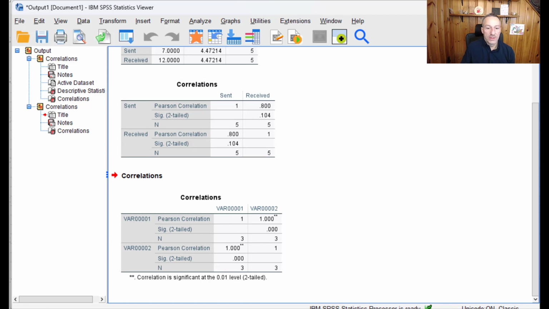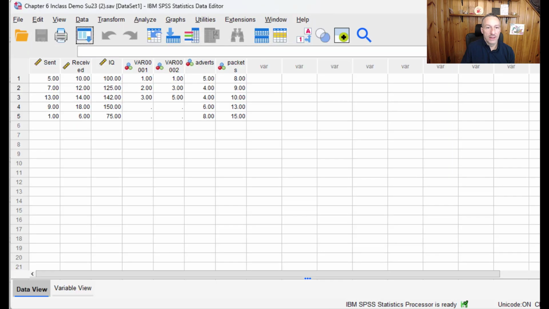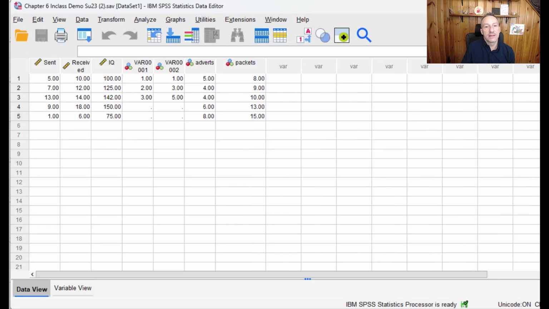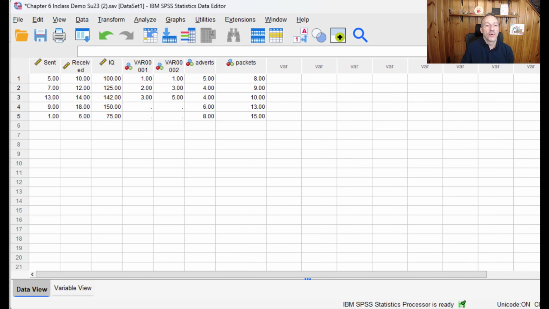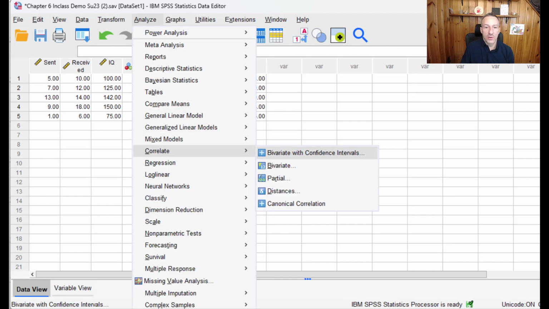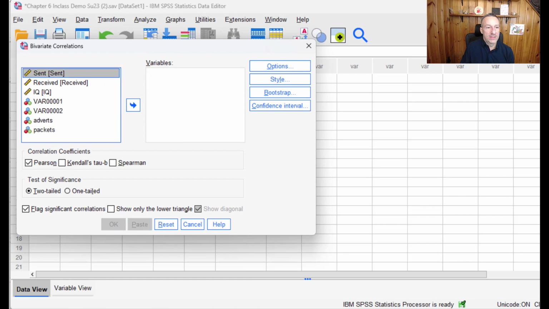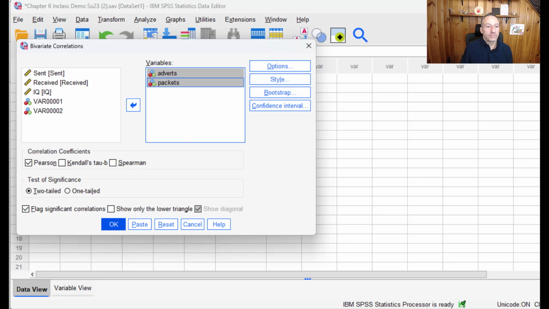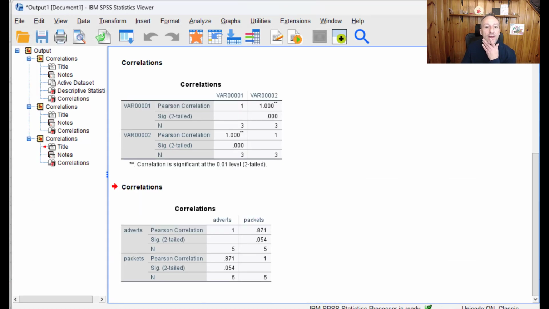And let's just do another one just so you can see what it looks like. This is from the Field text, adverts, the number of adverts that someone sees, and then the number of packets that they use. This is like a sugary, like Equal or whatever. So the more adverts you see, maybe the more packets that you would end up using. So let's see, analyze, correlate, bivariate. Let's reset that. Adverts, packets. Click OK. Oof, yeah, so it is 0.871, but it's not quite significant.